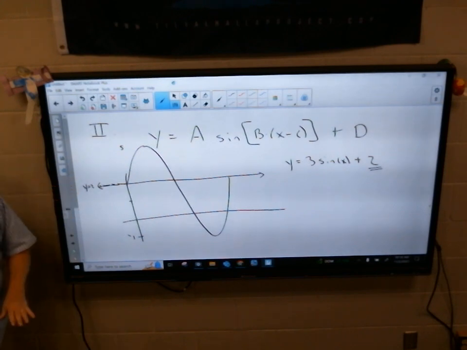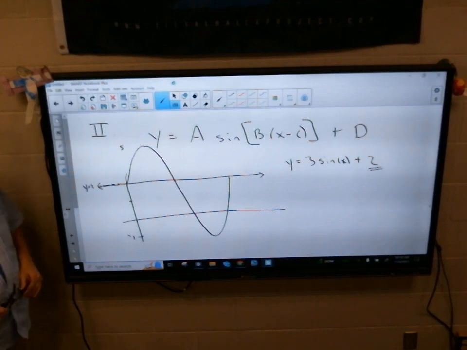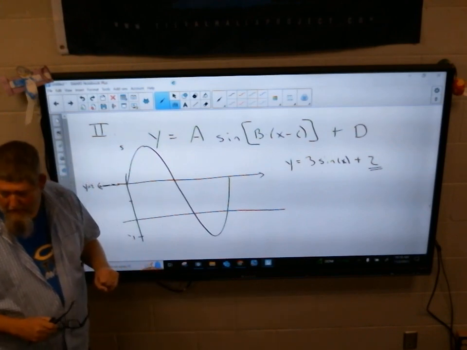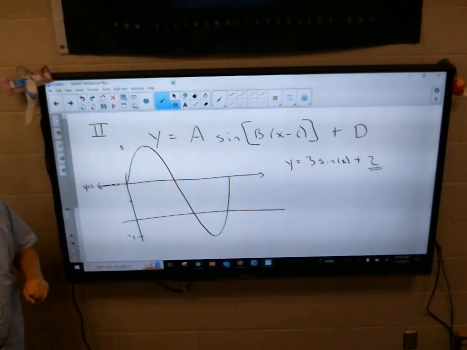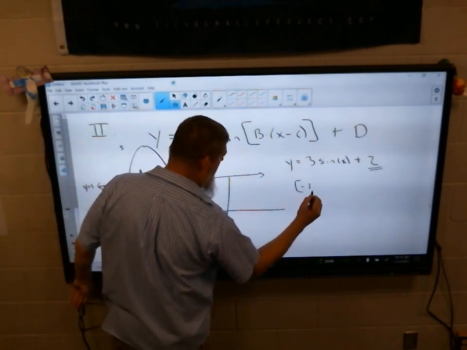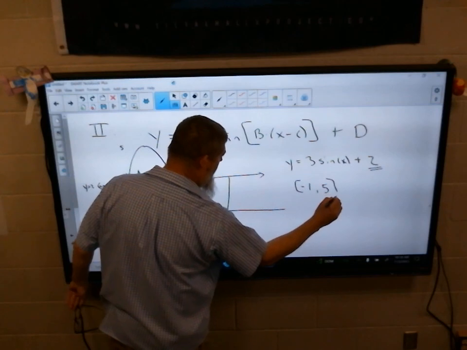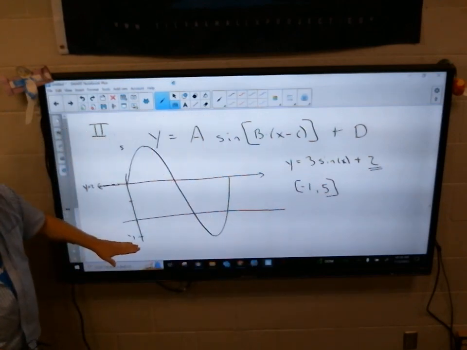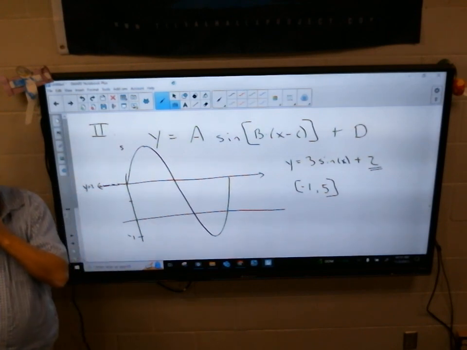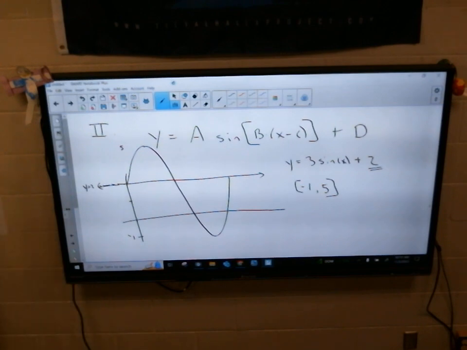So what does that alter then? Not the period, because we haven't changed the period at all. Range. It changes the range. So now what's the range? -1 to 5. Because now -1 is my minimum, 5 is my maximum, I'm just fluctuating between those two points. That's what the A and the D do. The hard part's the period, we'll get to that next.